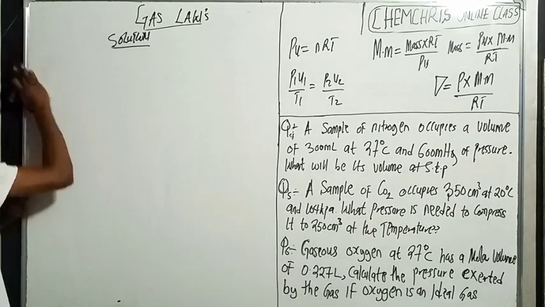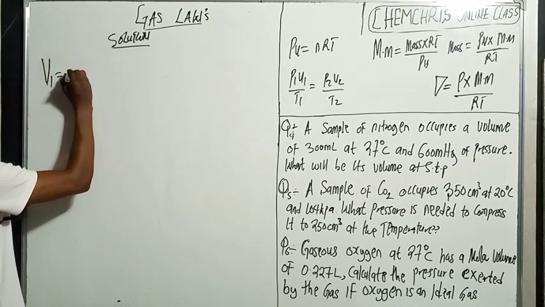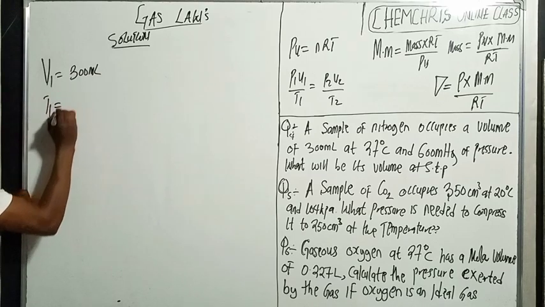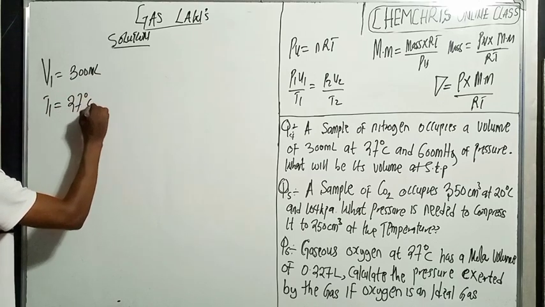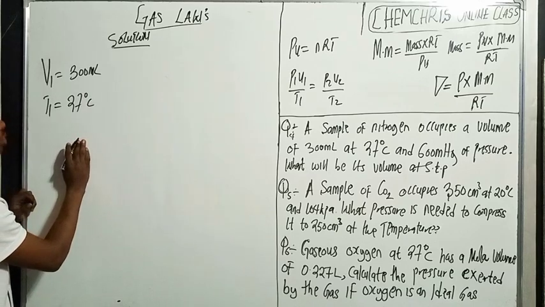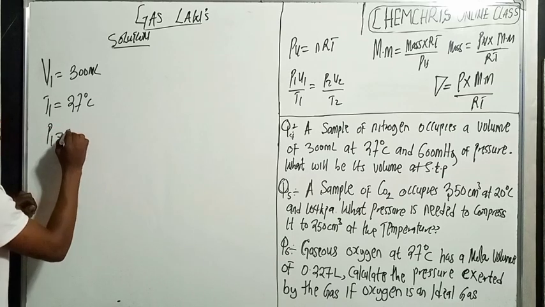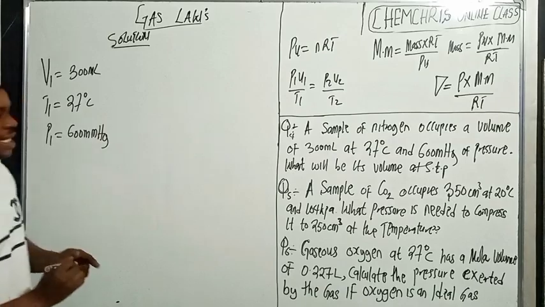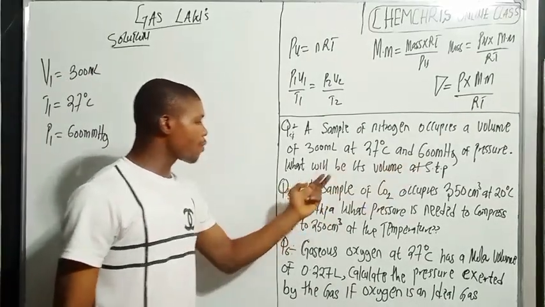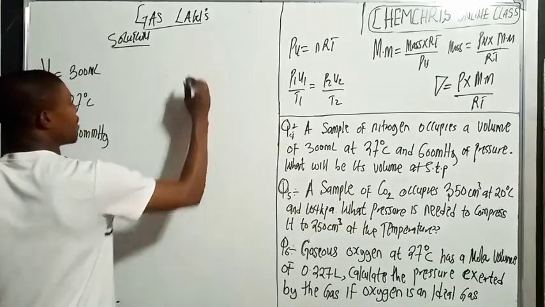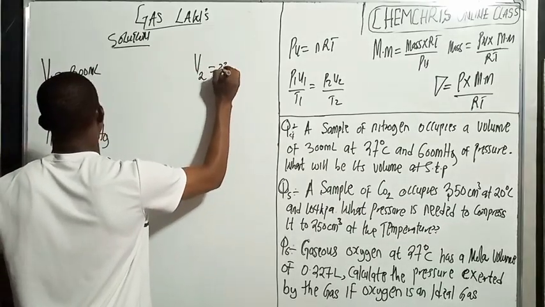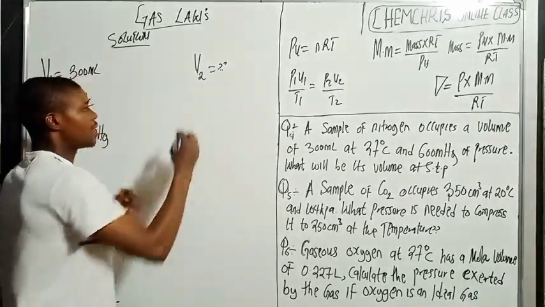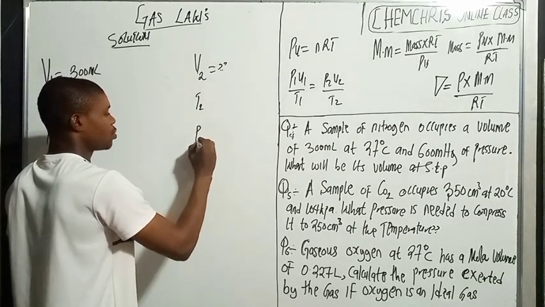Here we have V1 to be 300 ml. T1 is 27 degrees centigrade. And P1 is 600 millimeter mercury. You understand? Now they're asking what would be its volume, so they're talking about V2, right? At STP. Remember, STP means standard temperature and pressure. So here we have T2 and P2, right?